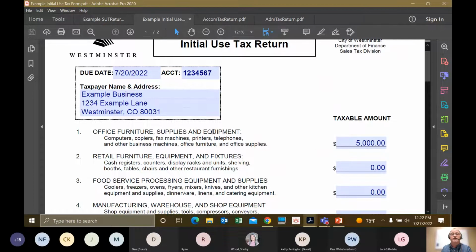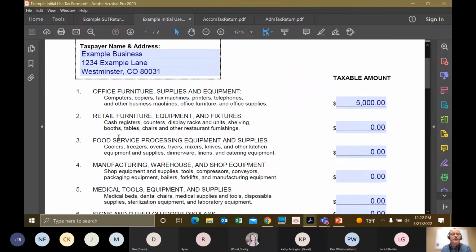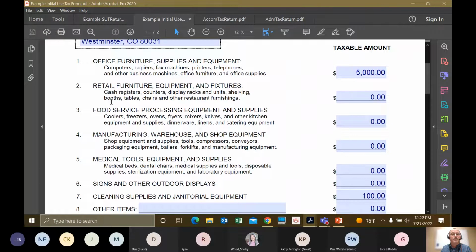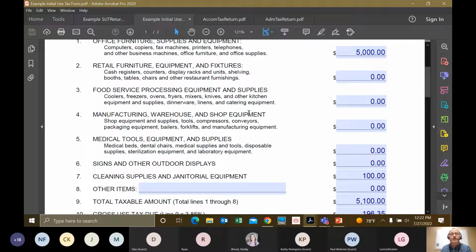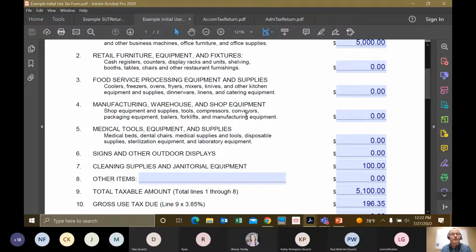The total purchase price of that furniture was $5,000, so I'm putting that down here. That's all I found from that category. Nothing from these others, you just have to look through them and see. Some of them won't apply to you. Of course, food may not, if you don't have anything to do with food, medical tools.